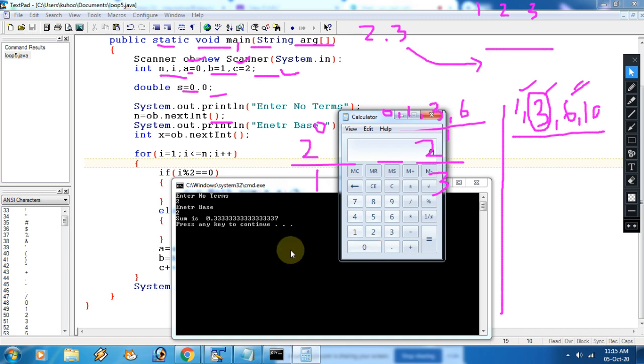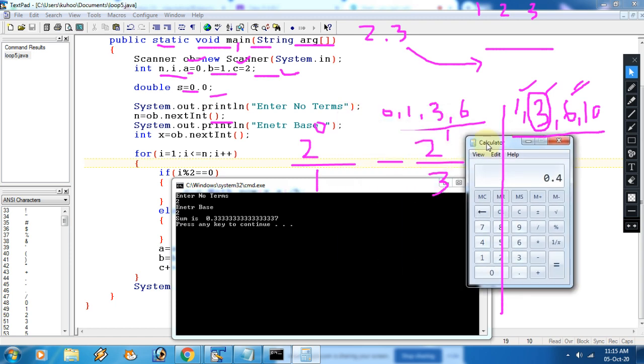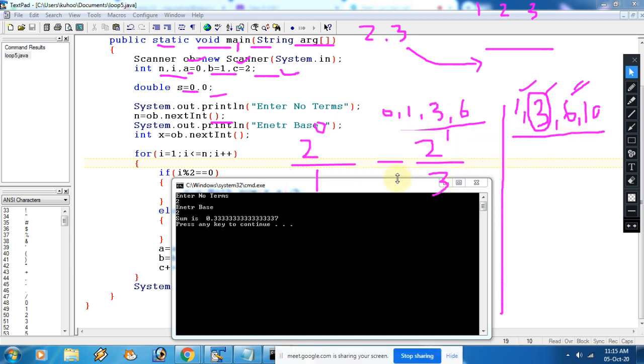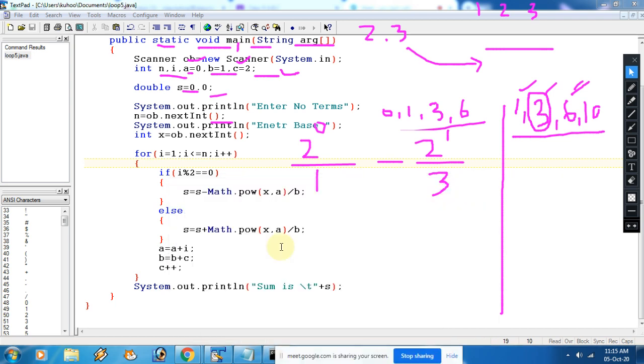Any other query बच्चों? Yes, approx answer you are getting, and that is correct. So 1 upon 1 is 1 minus 0.6, that you can check easily. Okay, I hope this question is clear बच्चों.